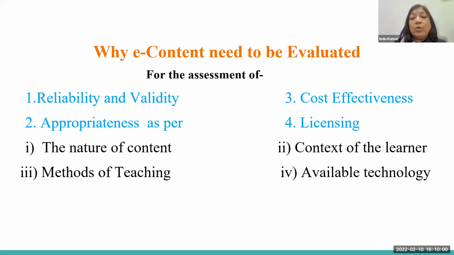Then available technology. What is the available technology which exists as infrastructure, that also we need to see, or the device or platforms through which we are disseminating a particular content. If we procure the content, we need to see it matches with the available technology, or is suitable to the platforms by which we have planned to share specific digital content.